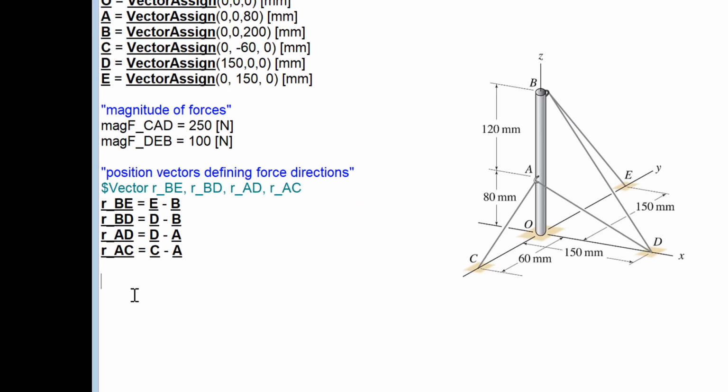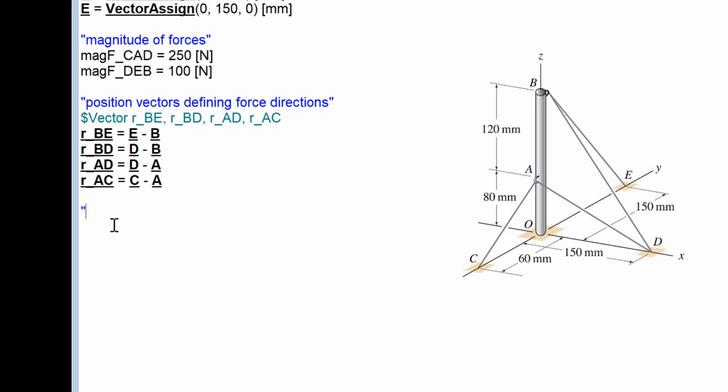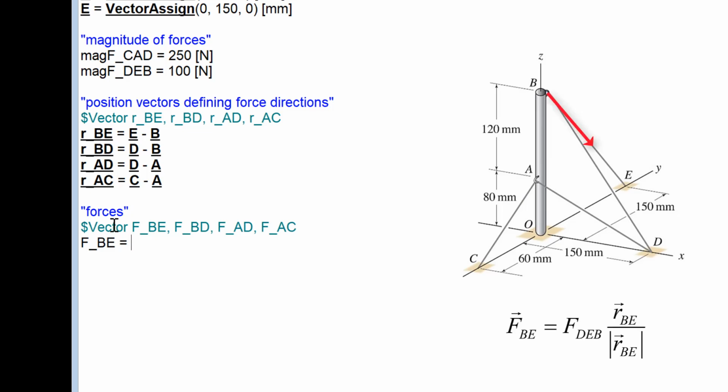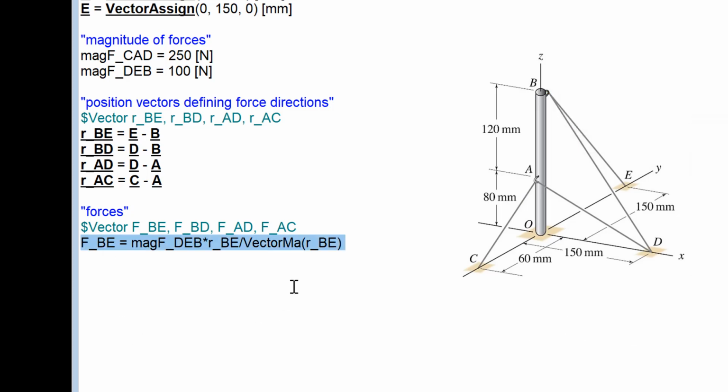And then finally, let's define the force vectors themselves. The force vector is just the magnitude of the force, multiplied by the unit vector in the direction of interest. So for example, for force FBE, it's just the magnitude of the force, which is the tension in that cable, FDEB, and then I'll multiply that by the position vector RBE divided by its magnitude, which is the unit vector. And I'll go ahead and do that for the other 3 forces as well.